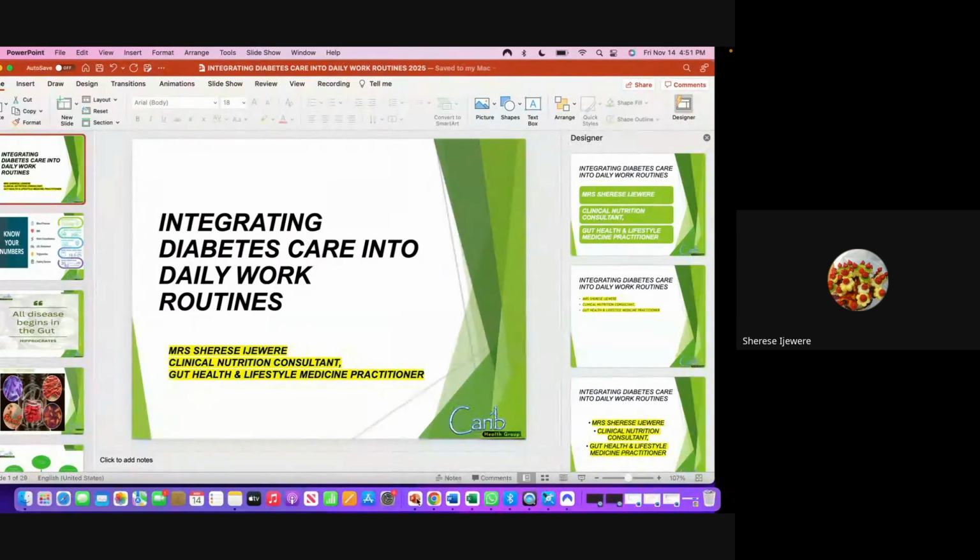Now, we know the father of modern medicine, Hippocrates, and his teaching long ago was all disease begins in the gut. And so this basically means that there's a bidirectional relationship between gut health and diabetes. So there has to be a mindset shift for the patient, what they're eating, being mindful of all the different habits and their day-to-day activities.